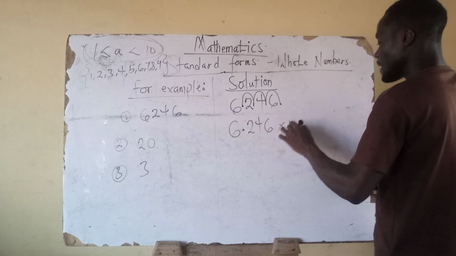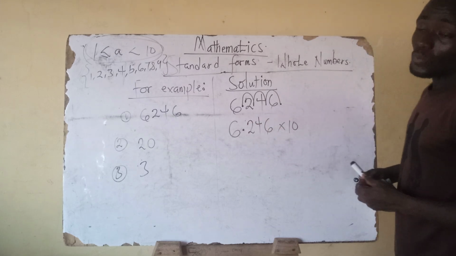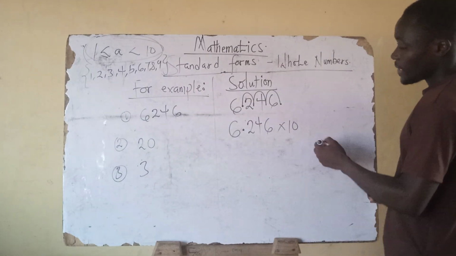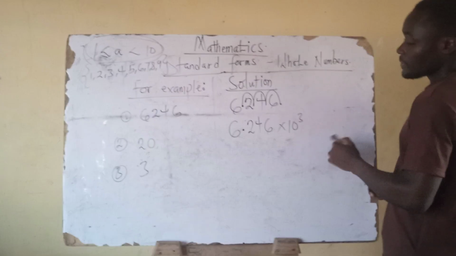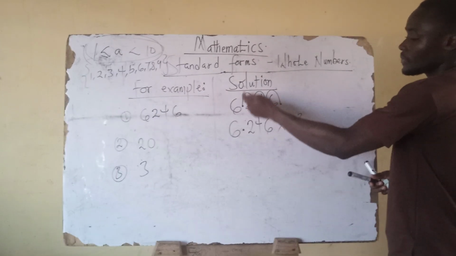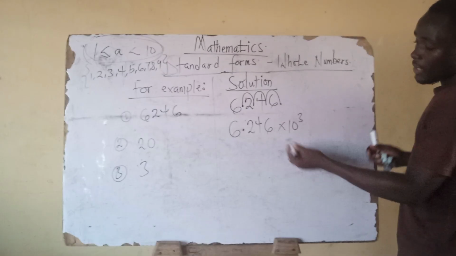6.246 multiplying 10 exponent. When you move to the left hand side, the power becomes positive. So we are going to get exponent positive because we count how many times. So that is 1, 2, 3, which becomes positive.